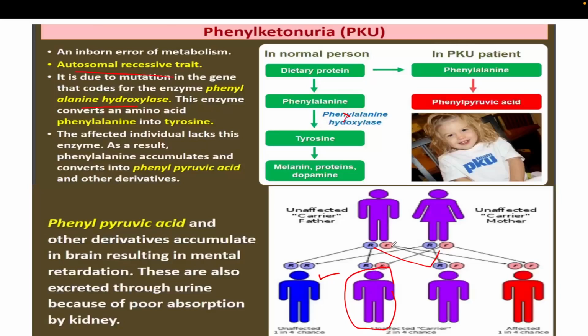Then second, this small r crosses with this capital R, so again it will be a carrier, because it also has capital R and small r. And this small r crossing with this small r, then it is the affected person, because both genes are affected, small r, so that's why it is affected. So this is all about phenylketonuria.